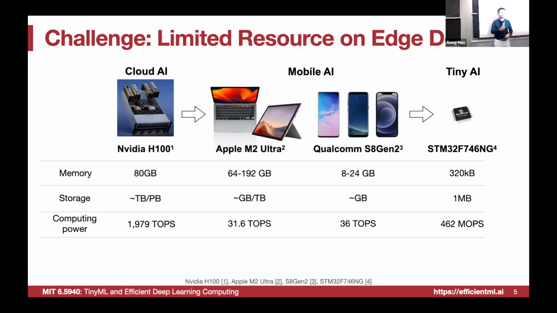The latest phone mobile CPU, for example, Qualcomm Snapdragon 8 Gen 2, has 8 to 24 gigabytes of memory, maybe 100 or 200 gigabytes of storage, 36 teraops per second, which is actually plenty of compute as well. But for these IoT devices, memory is very scarce, only 320 kilobytes of memory here. Previously, we were talking about gigabytes. This is not megabytes, this is kilobytes.